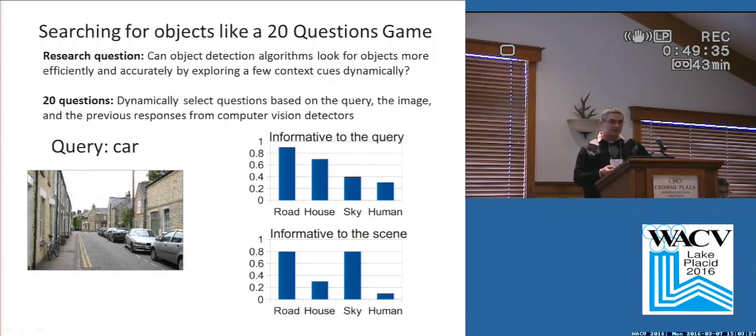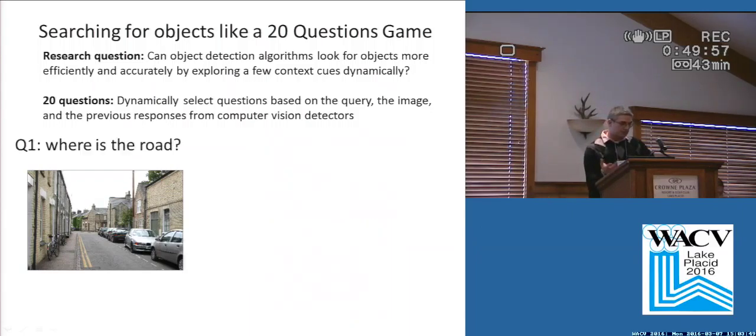We want to label segments that are not only informative to labeling the whole scene, but also informative to the query itself. The goal is to reduce the search space over which we look for cars. So here we choose to label a road rather than a sky, even though the sky and the road are both equally large and would label as much of the scene. And this is because the road is more informative to our query of looking for cars. So we ask the question, where is the road? Our algorithm labels the road.